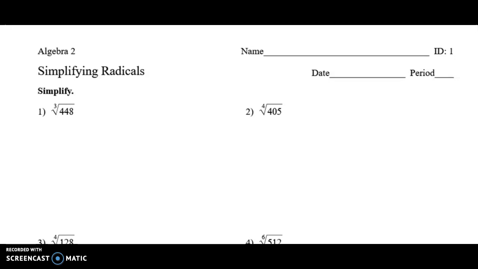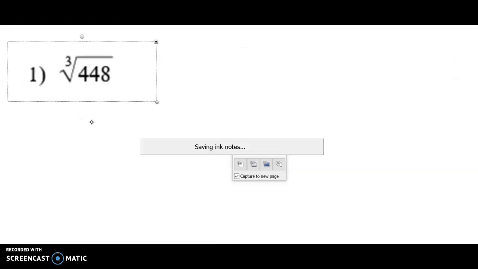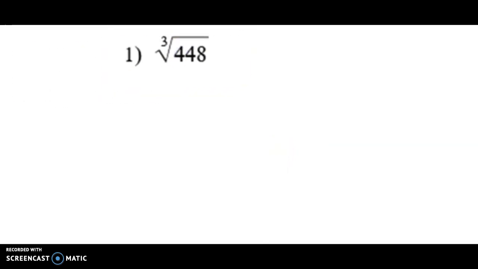Okay, so I'm looking at the cube root of 448. So 448, I don't know if that's a perfect cube or not off the top of my head, so I'm just going to go ahead and make a factor tree. So you go over to the side, take your 448, and you just start dividing by all your prime numbers. If it's even, you always want to go ahead and start with 2.